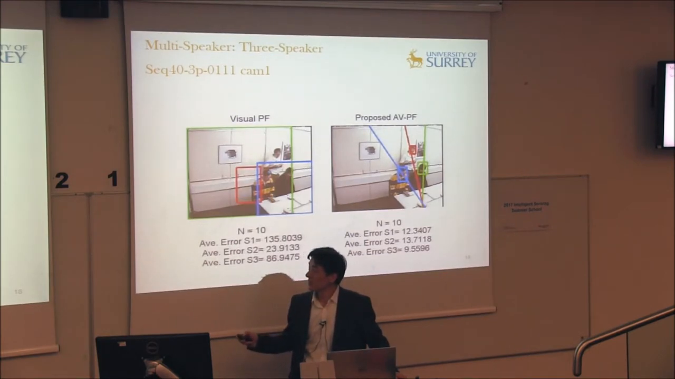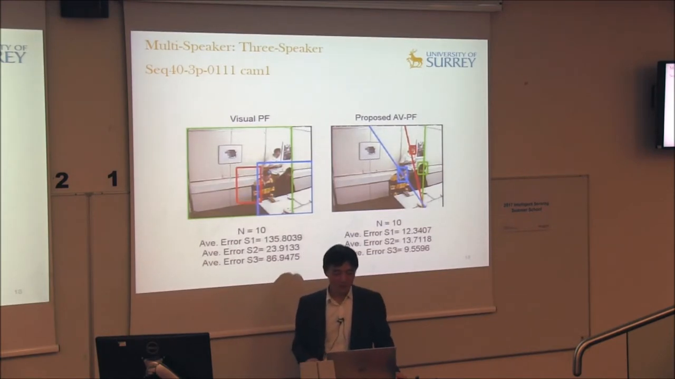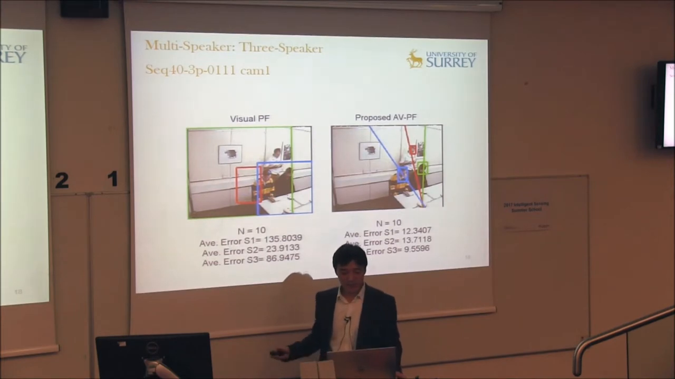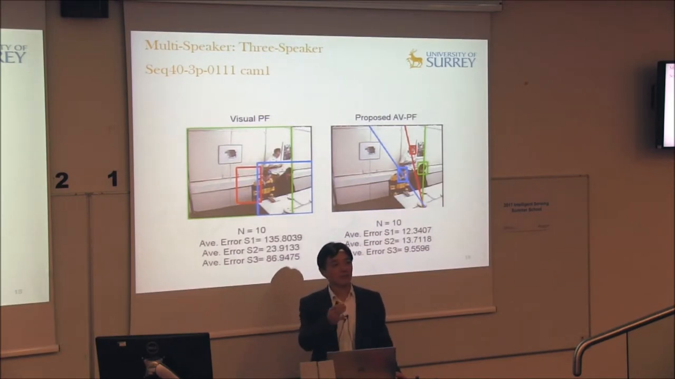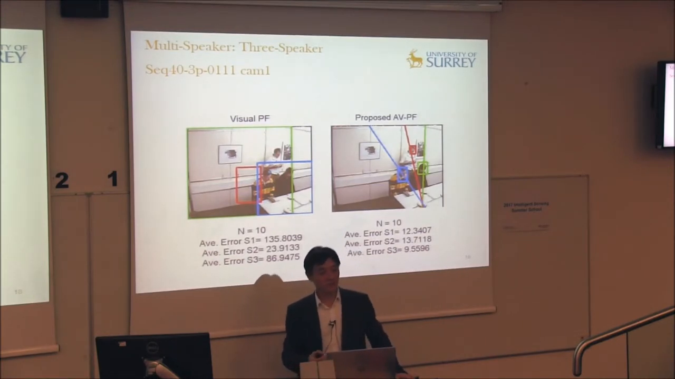And this shows the audiovisual tracker in terms of the errors. Again, we're using 10 particles in this case. And this is the average error. This error is measured based on the image pixels. I mean, it's not the distance in centimeters or whatever.